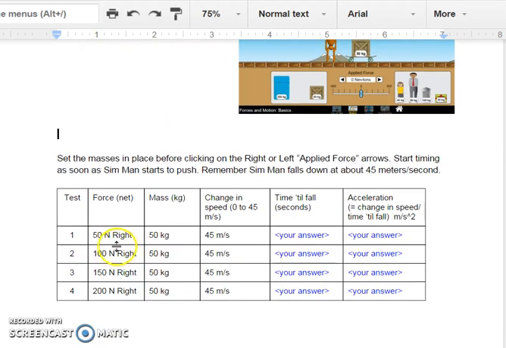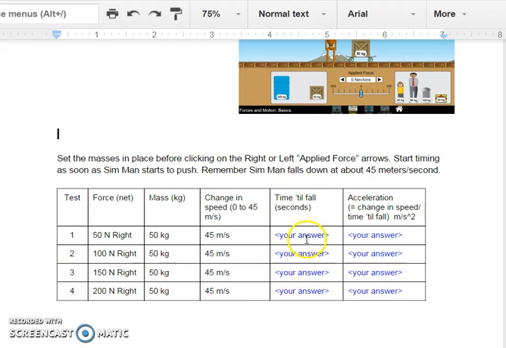Here, let's take a look at the calculation. Okay, so we've applied a certain force. You can adjust that with the little slider. The mass, change in speed. Why is it 45 meters per second? Because we're going from 0 to 45 meters per second, the point at which our SimMan falls down. The time till fall is the time from when we start pushing until SimMan falls down.